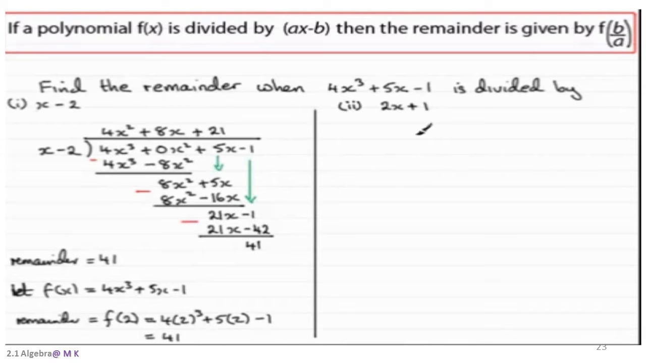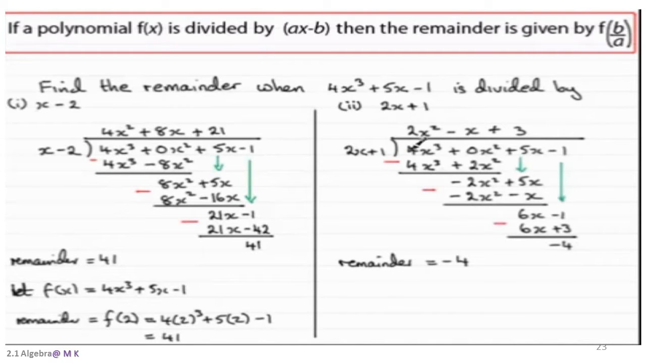Now in my next example, we're going to find out the remainder when the polynomial is divided by 2x plus 1. And again, you could do algebraic long division. Here we are, and again it's going to take you some time to do, to discover that the remainder here is minus 4, and I've written it out here.